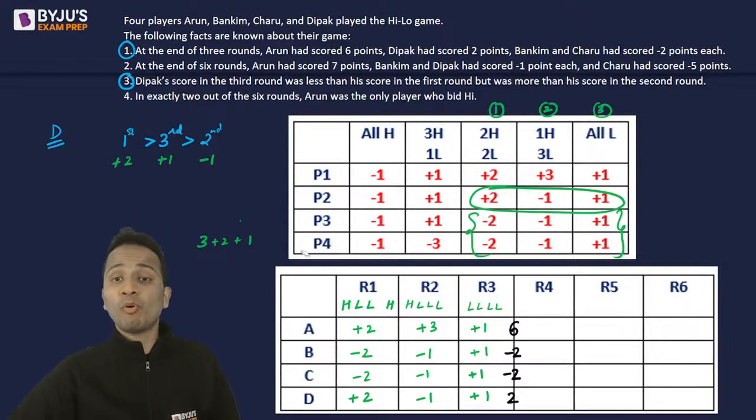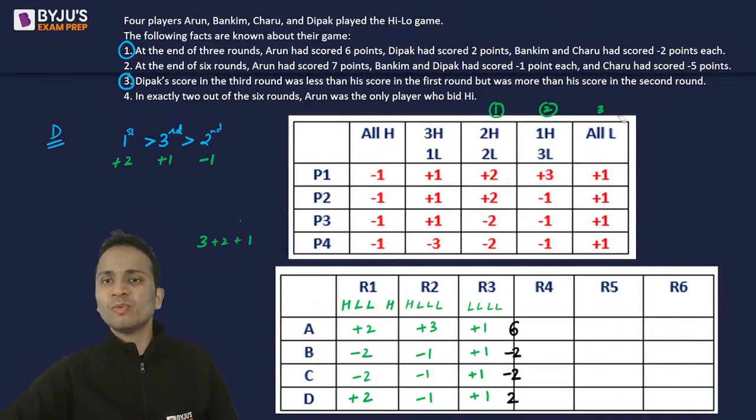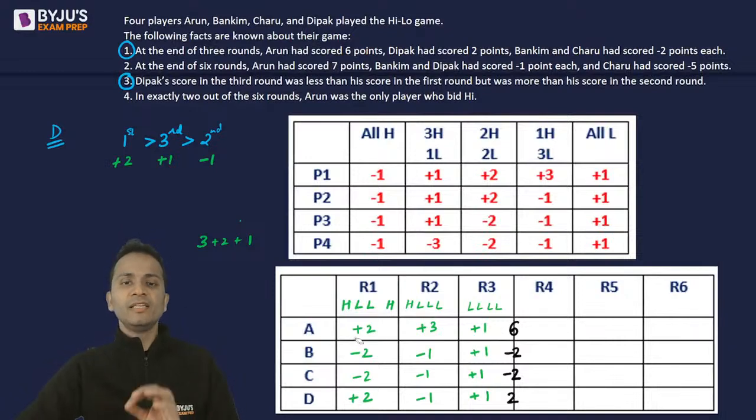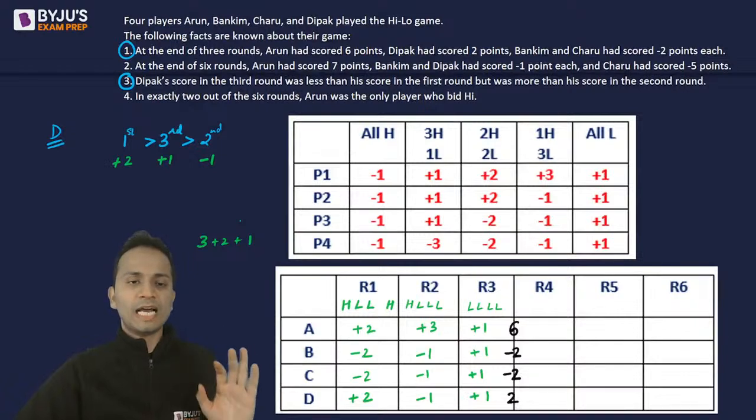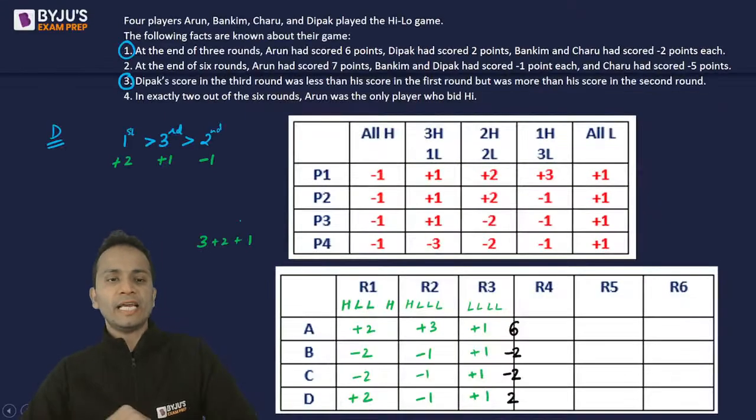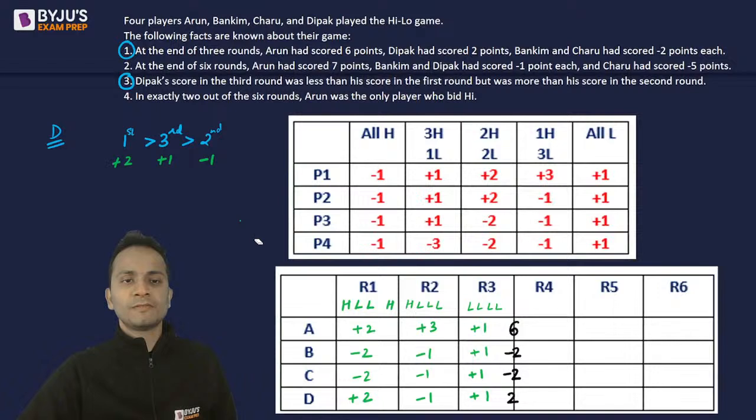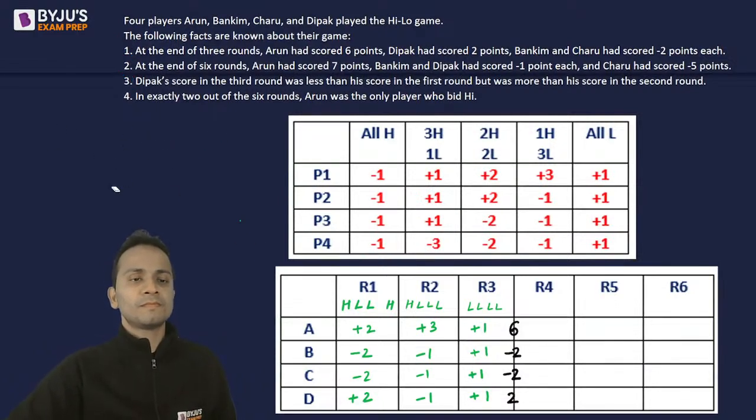So I have written the points scored by these players as well as the bids they have made in the first 3 rounds. Over. For the first 3 rounds, I have got the scores. Now let's talk about the next 3 rounds. So I'll erase the extra data that I have. All right. Now for the next 3 rounds, I have point number 2 and point number 4.